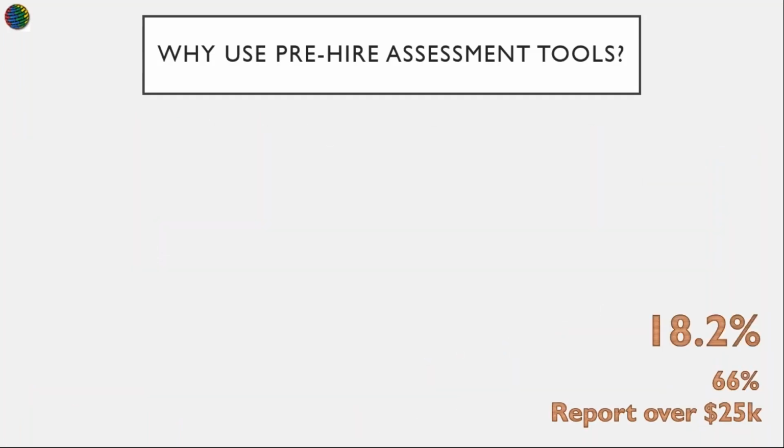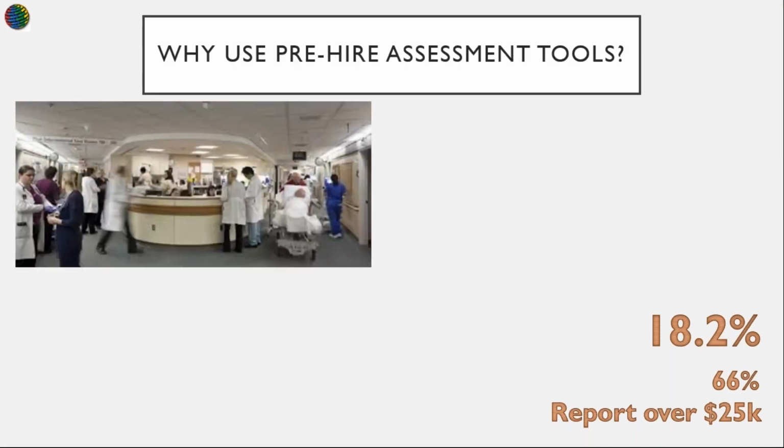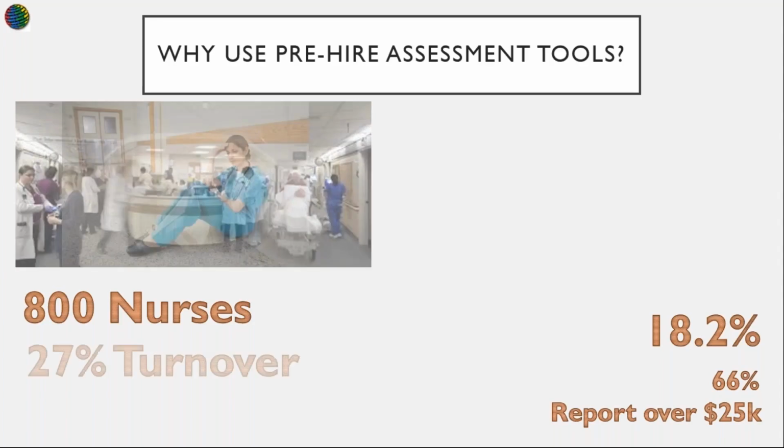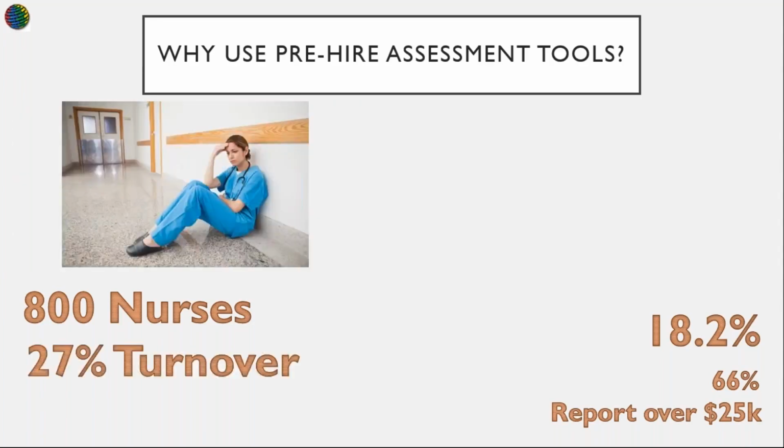Now, if we take just those assumptions, 18.2% turnover being average, and two-thirds saying that turnover costs are $25,000 or more, we'll apply that to a situation. There was a hospital group that looked at this as a study, and the hospital group had 800 nurses as part of their system of hospitals. What they were finding was that they were turning nurses over at an alarming rate.